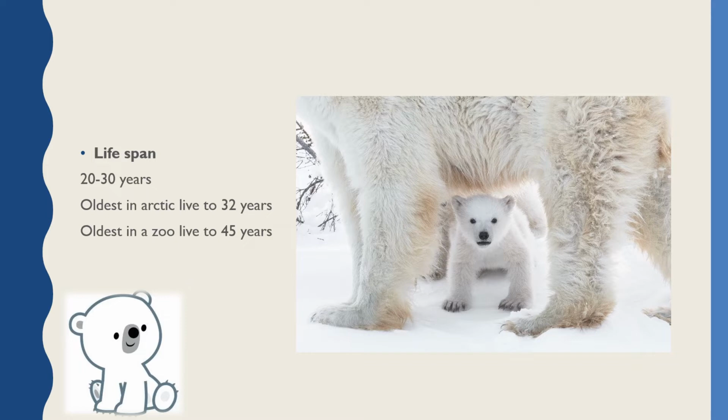Polar bears can live 20 to 30 years, but only a small percentage of polar bears live past 15 to 18 years. The oldest known polar bear in the Arctic lived 32 years. The oldest known polar bear in a zoological park lived 45 years.